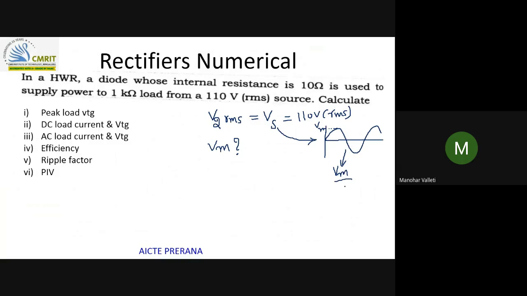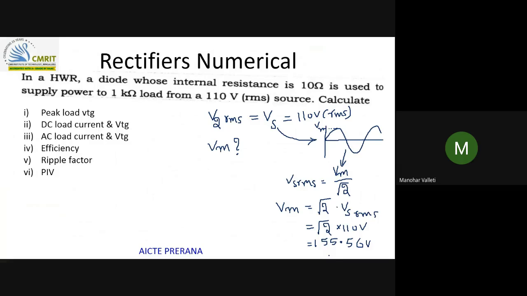Vs RMS is equal to Vm by root 2. From this we can find out Vm, right? Vm equals root 2 times Vs RMS. We substitute root 2 times 110 volts. You will get 155.56 volts.